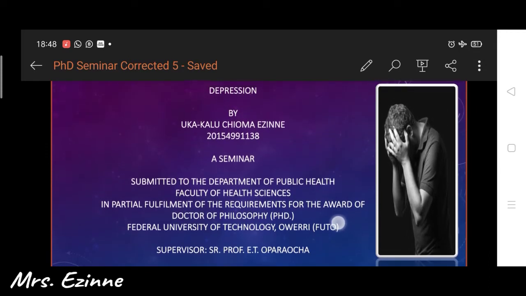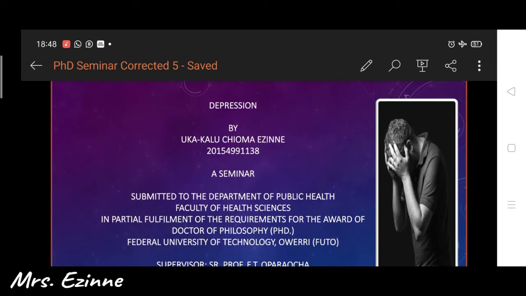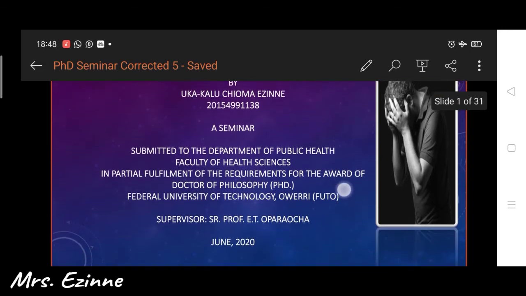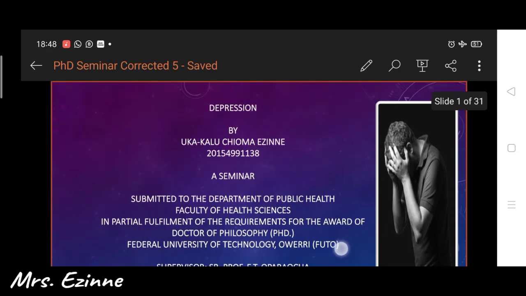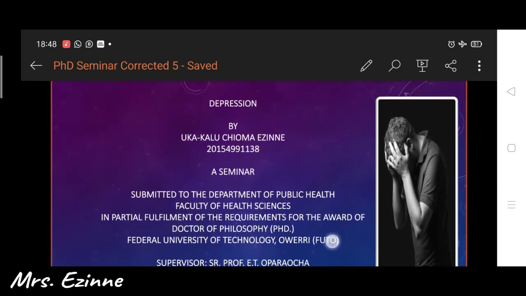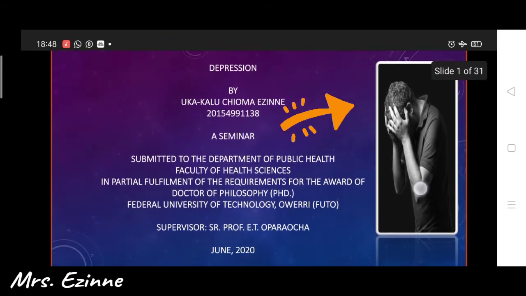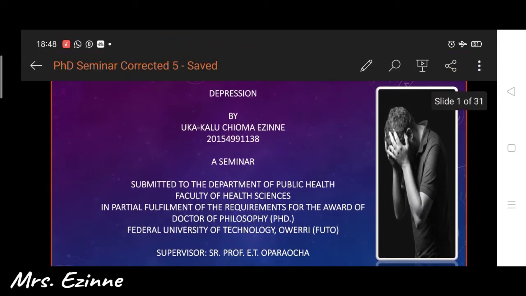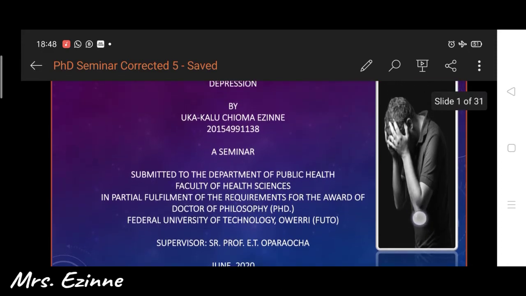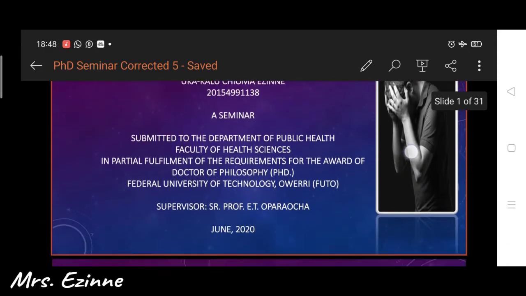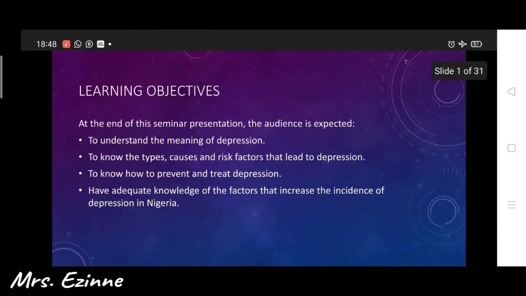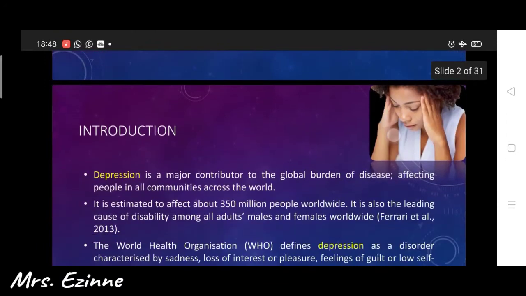You can see that I used white text on a dark background. You have to use light text on a dark background, or dark text on a light background. You can also see that I used a picture here to show someone being depressed, because that's my topic, and I also used picture effects. Remember that I did this on my phone.